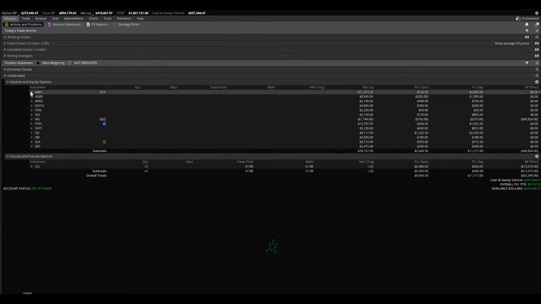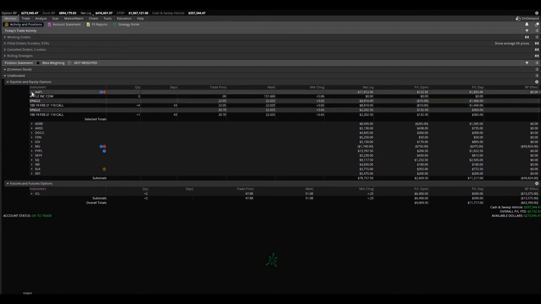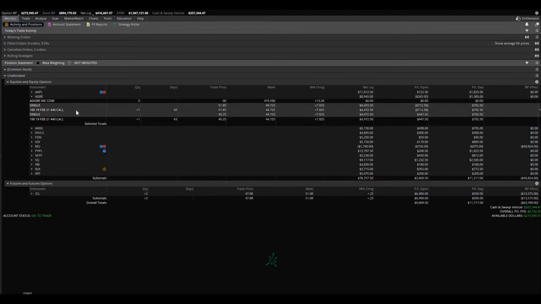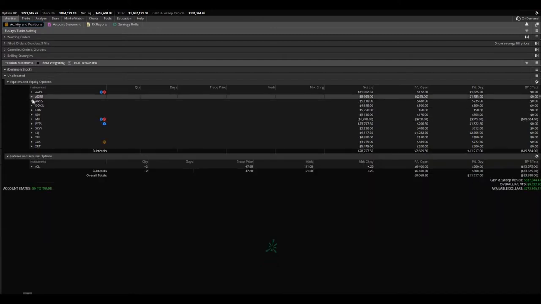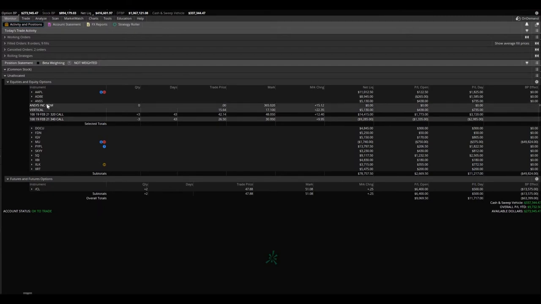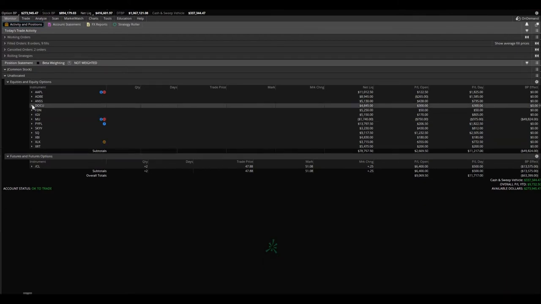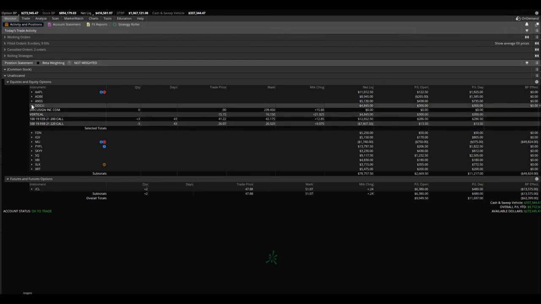Apple, we're carrying some Apple calls, 110 calls that expire February 10th. We're up on those a little bit. Adobe, we're holding 440 calls that expire February 19th. We're down a bit on those. ANSS, I don't even want to try to pronounce that, but I'm sure you can figure out what I'm trying to say. We're carrying a vertical here that we're up $438. DocuSign, holding a vertical there. You can see they are verticals. We are up $300 on those.